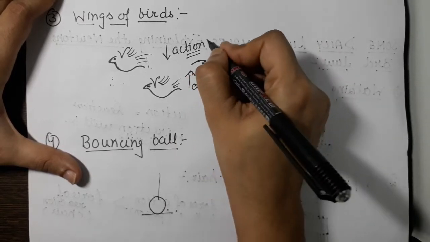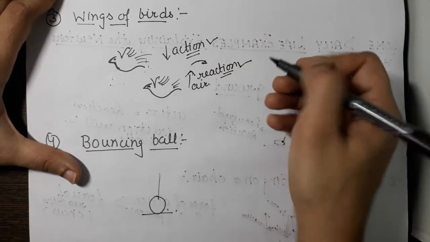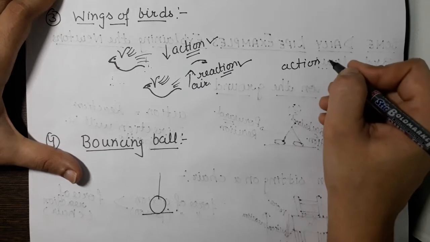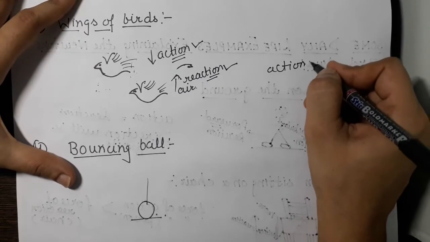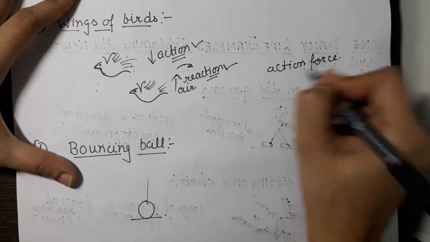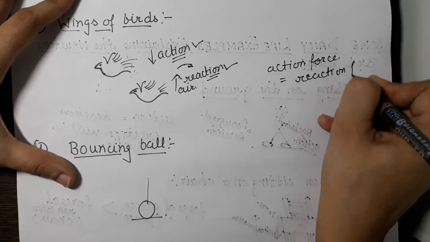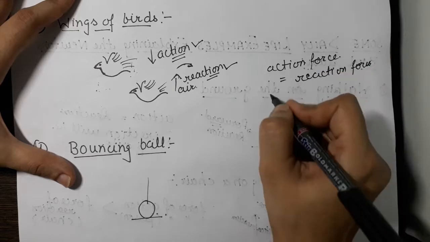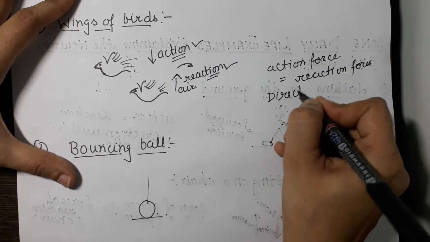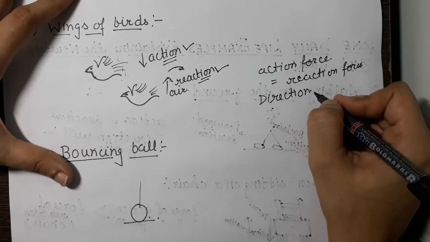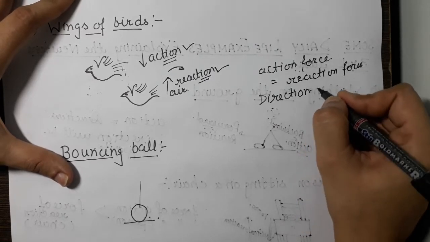So here the force of action and the force of reaction will be equal and in opposite directions. The action force will be equal to the reaction force, but the direction here also will be opposite. So this example also justifies Newton's third law of motion.